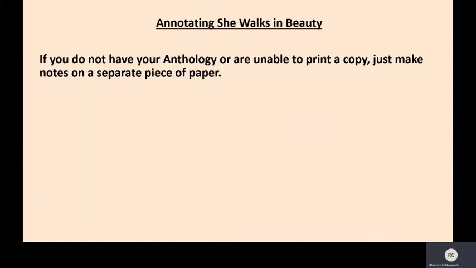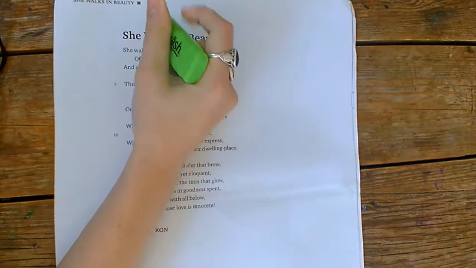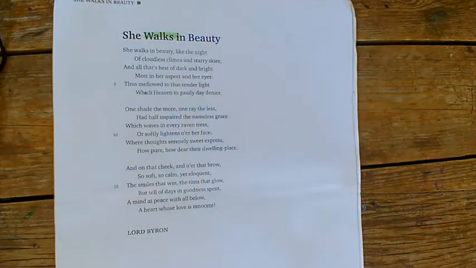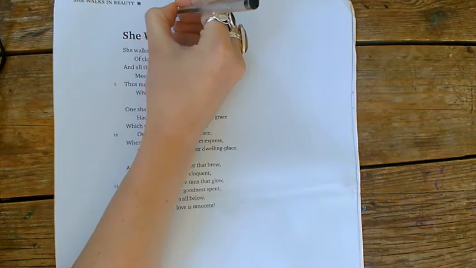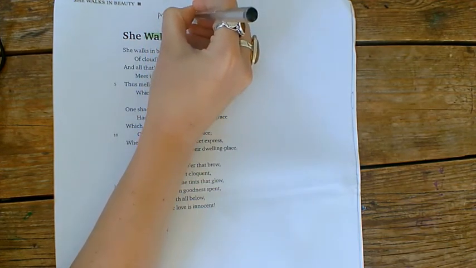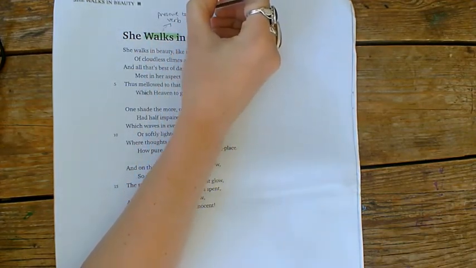So I'm going to switch over to the visualizer, and we are going to annotate She Walks in Beauty now. Okay, so as always, we look at the title, She Walks in Beauty. Now, we can see that this is taken from the first line of the poem, but it's also interesting to think about why he's used a present tense verb. Present tense meaning that it sort of feels like it's happening right in this moment.